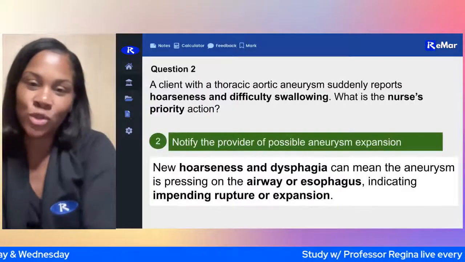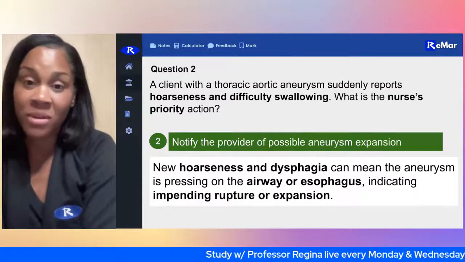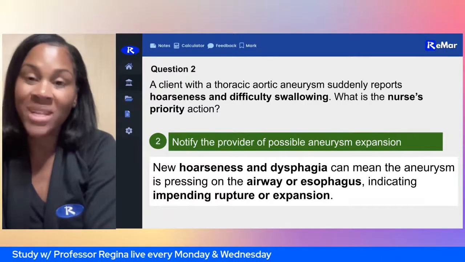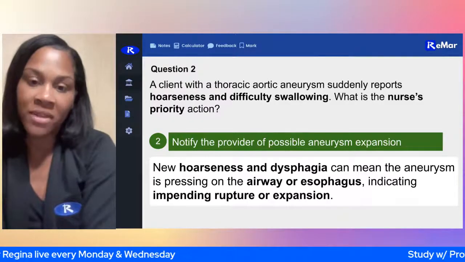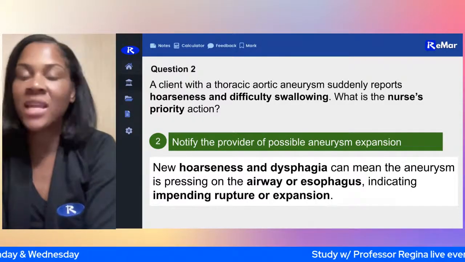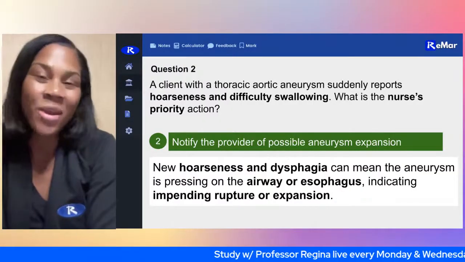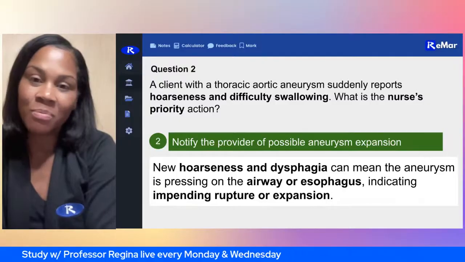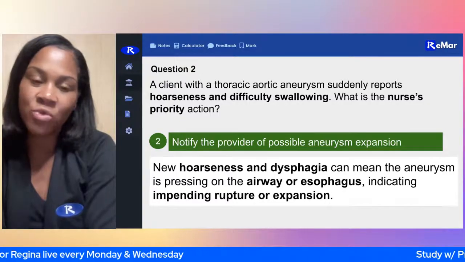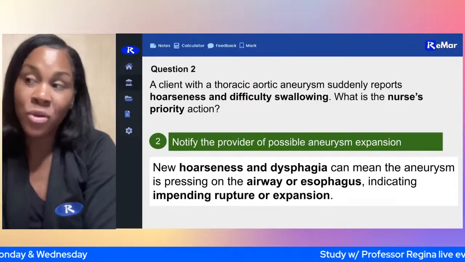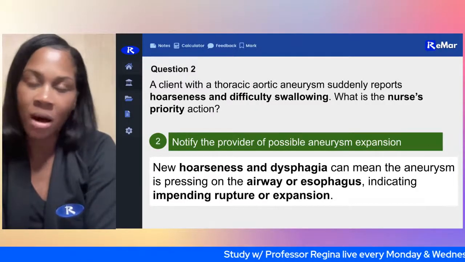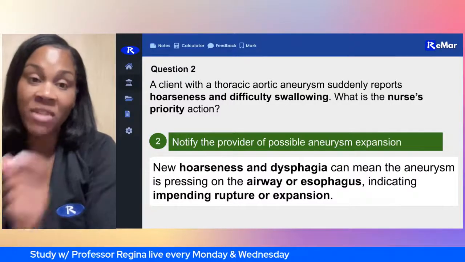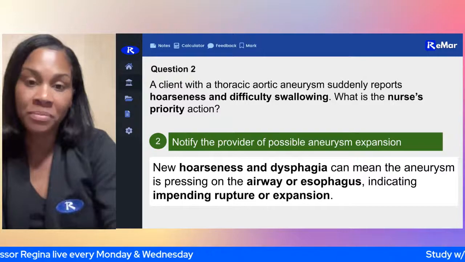And the correct answer is to notify the provider of possible aneurysm expansion. New hoarseness and dysphagia can mean the aneurysm is pressing on the airway or esophagus. So this means an impending rupture is about to happen. Aneurysms are not to be taken lightly, especially when a patient is reporting something new with an aneurysm. Get the doctor. Because remember, patients have a limited time for treatment.